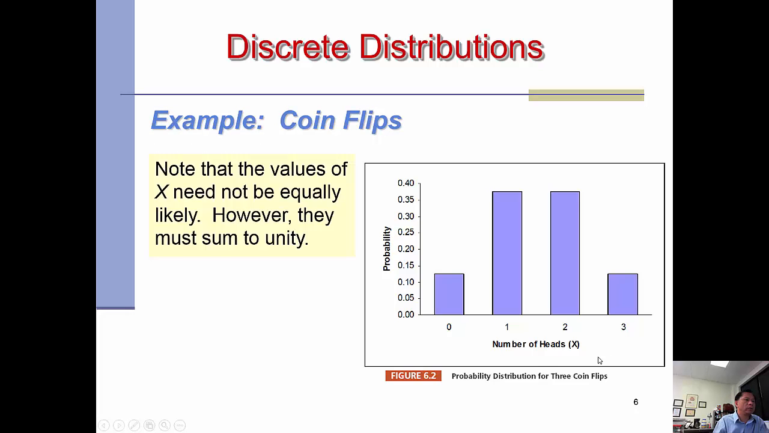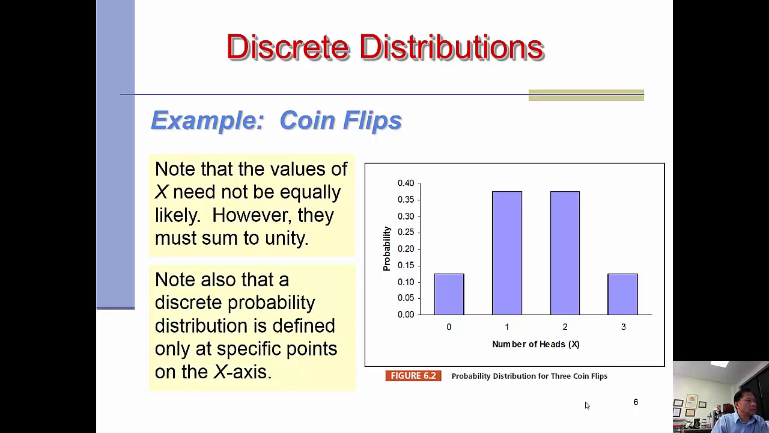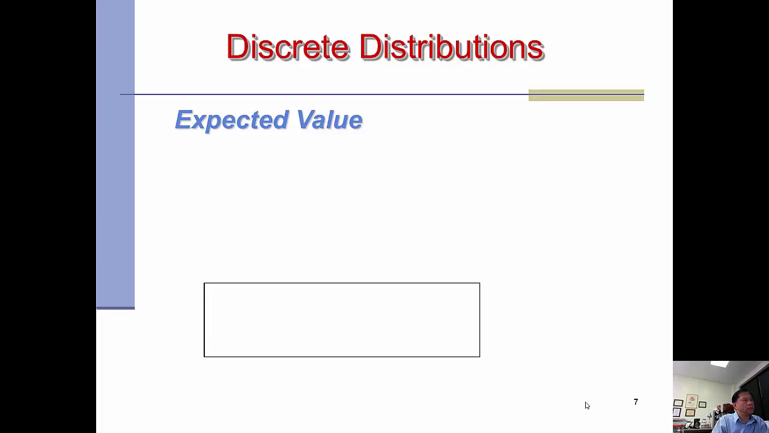Now, if we plot them on the chart, the number of heads, or x, the random variable here, is 0, 1, 2, or 3 heads. And the probability, as we just calculated, of getting 0 heads and 3 heads is actually the same. Getting 1 head and 2 heads are also the same. Now, this is the probability distribution, a discrete probability distribution of flipping a coin 3 times. Note also that the discrete probability distribution is defined only at specific points on the x-axis, because those are the only numbers it can take.